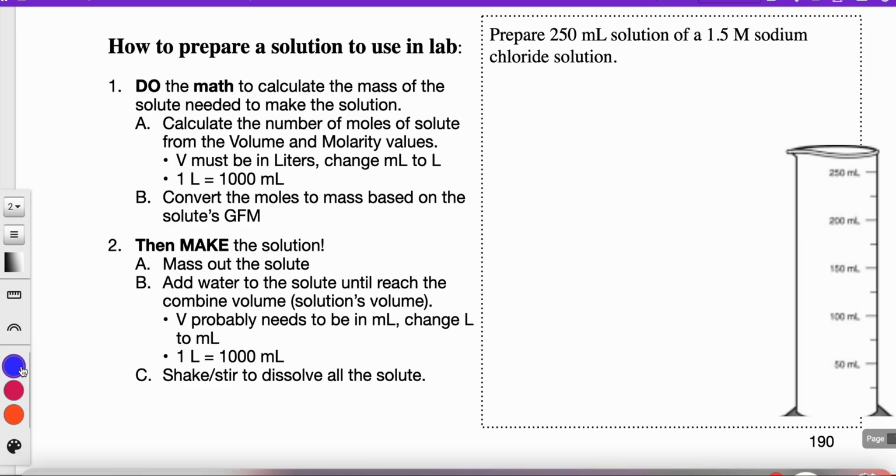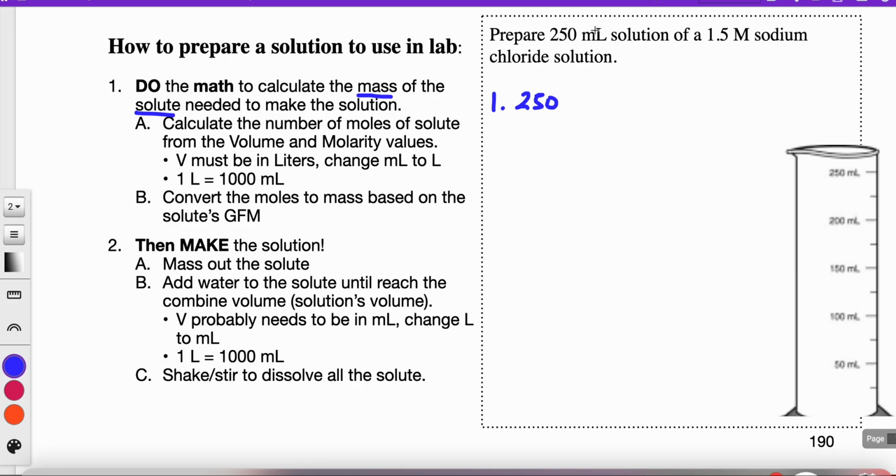The first part in the prepping is to actually do the math. I do the math to calculate the mass of the solute. So step one is I'm going to calculate the mass of the solute. I know that I need 250 milliliters, but the volumes must be in liters.